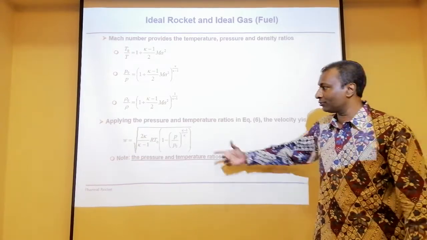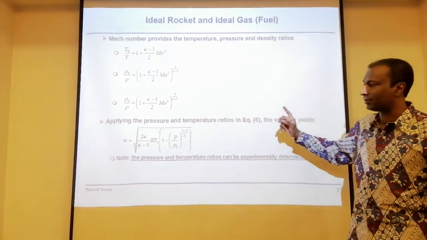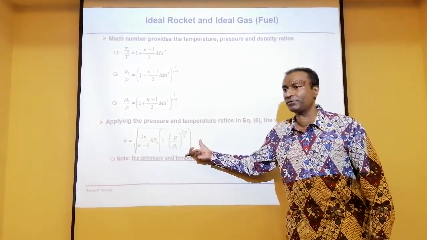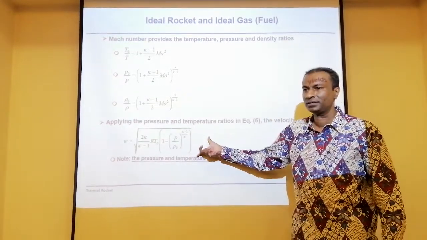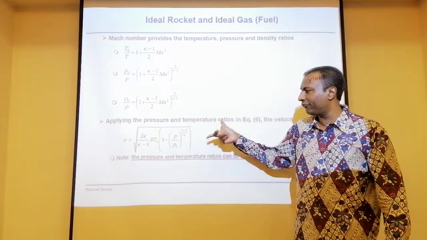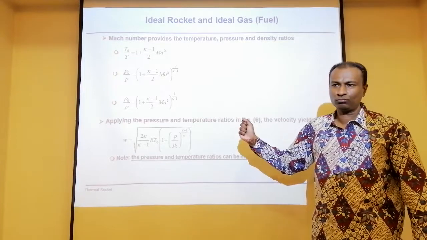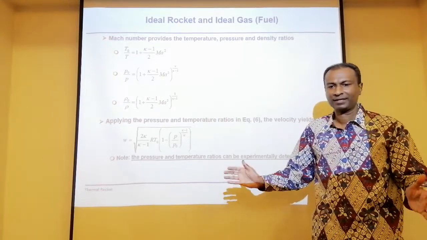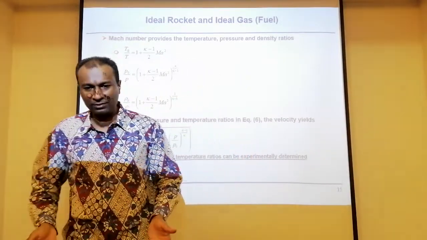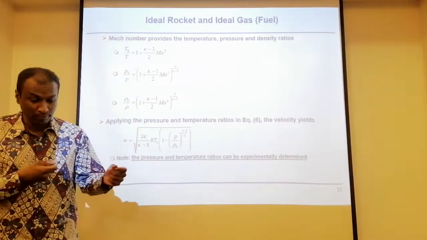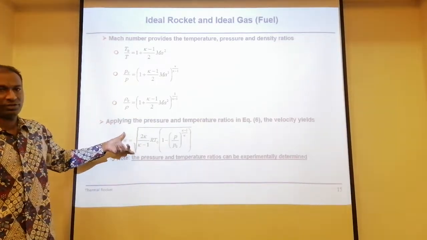That's good news. Applying the pressure and temperature ratios in equation 6, the velocity now yields this formulation. This is the exact formulation that we want in a rocket engine to estimate W_e. Terrestrial, that means here on planet Earth, before we fly, we manufacture the engine and want to estimate the W_e. This is how we can do it.